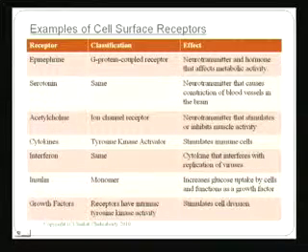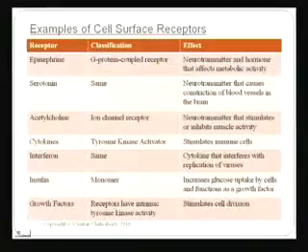The next one is serotonin. Serotonin is a neurotransmitter that causes a constriction of blood vessels. It is very well known. Have you heard of serotonin and dopamine? These are very well known neurotransmitters.